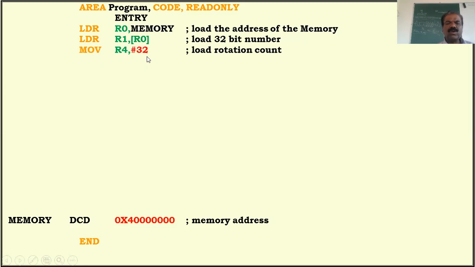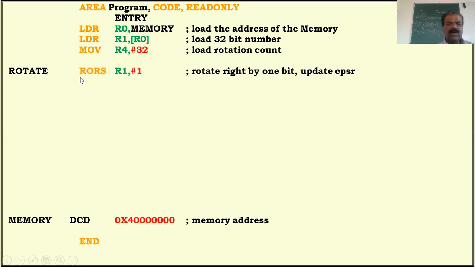Then MOV R4, #32. Load the rotation count. How many bits do you have to check? 32 bits. I'm going to use R4 as a counter because I have to check 32 bits, since we are considering a 32-bit number. We can write the same program for 8-bit, 16-bit, or 32-bit as well.